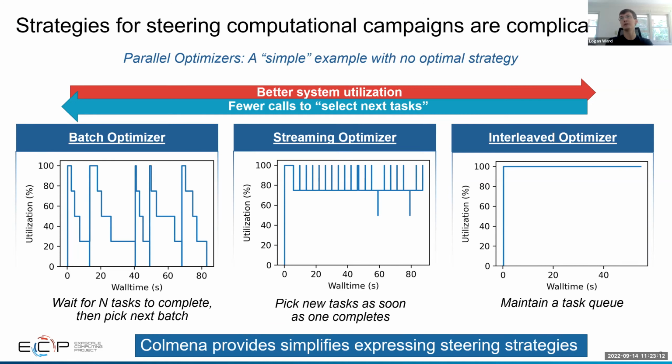Or I could, on the other end of the spectrum, implement a strategy where I run my selection ahead of time and I keep a cache going of potential simulations to start next, which means I'm spending a lot of time running selection tasks, but I'm keeping the supercomputer overall more busy. And these three examples here are far from the only strategies one could think up for developing a parallel optimizer. And we created Colmena to try to make building those kinds of strategies simple.